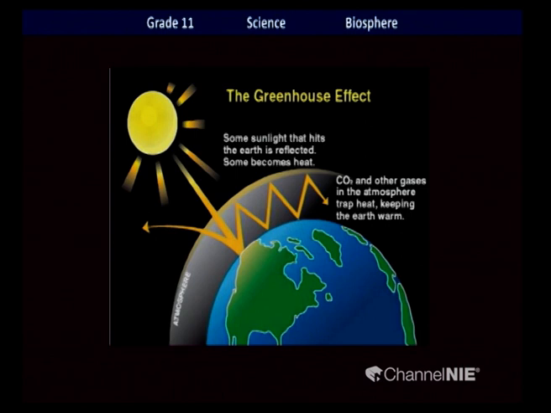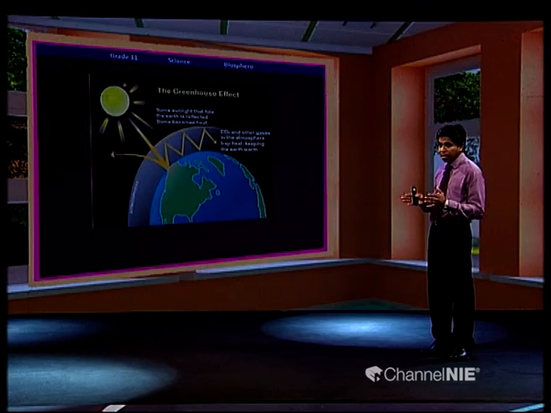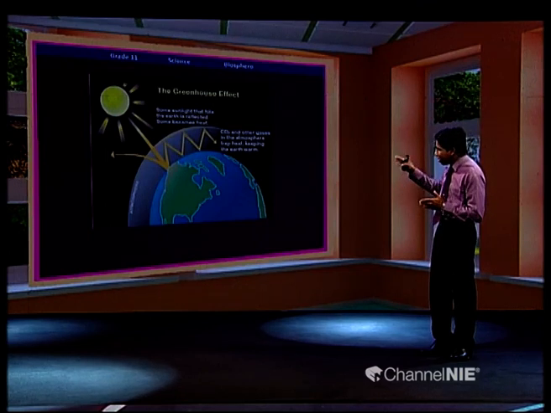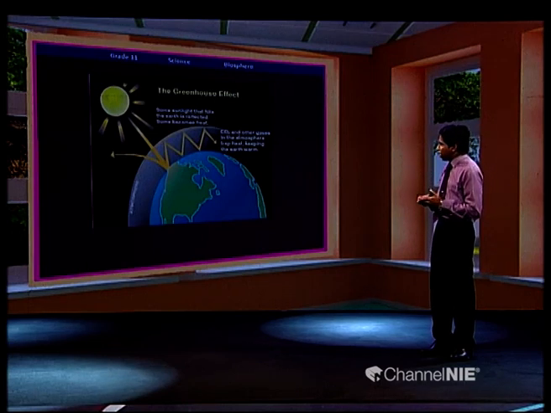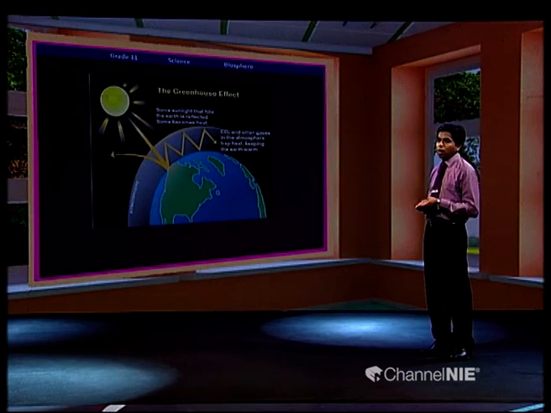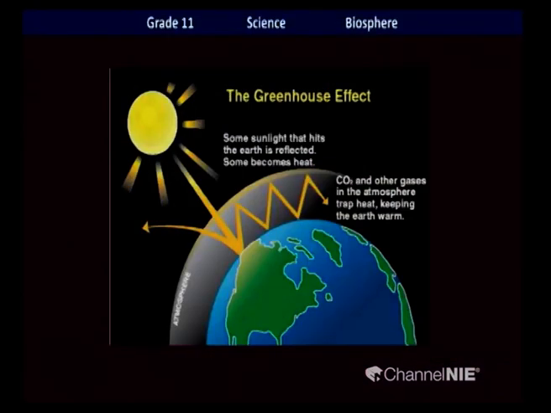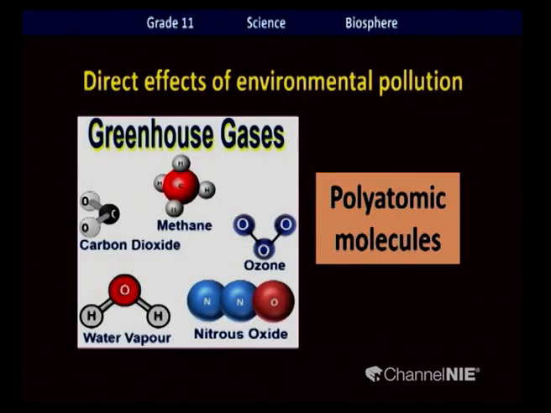Now, most of the heat radiation reaching the earth from the sun is reflected back by the earth. These reflected heat rays are absorbed by greenhouse gases and re-radiated back to the earth. Greenhouse gases trap heat rays and re-radiate them, and then the temperature of the earth increases, but to a favorable level. But with an enhanced greenhouse effect, if greenhouse gases increase, the temperature will go beyond the limit and lead to global warming. So let's see what these greenhouse gases are.